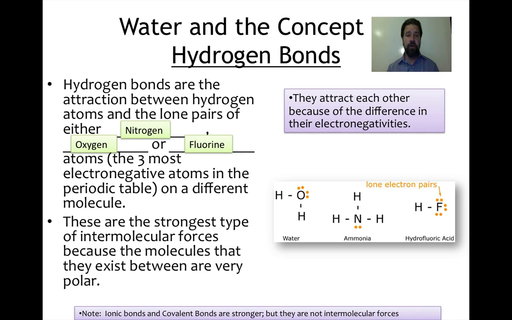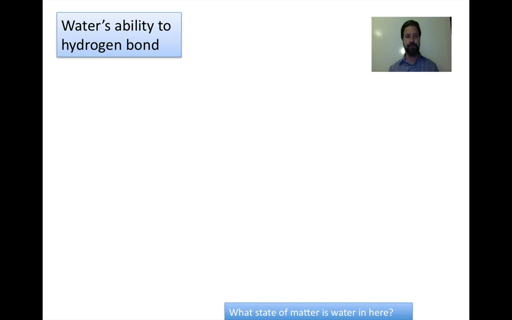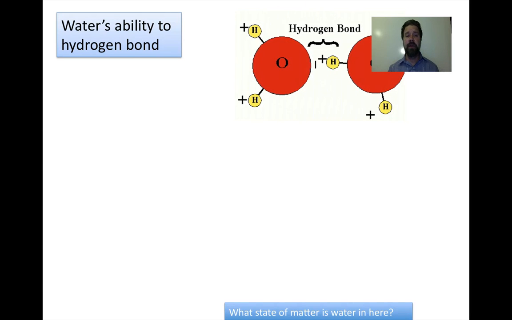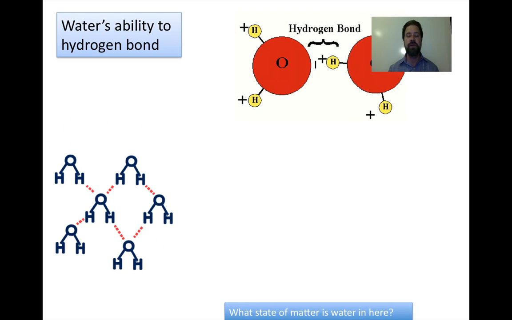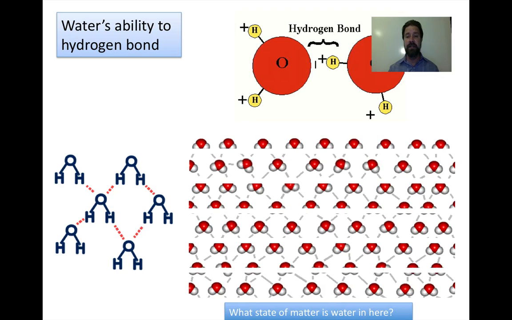Ionic bonds and covalent bonds are stronger in terms of relative strength, but again, those are intramolecular and not intermolecular forces. Okay, so water's ability to hydrogen bond is very important biologically because there's so many things within living organisms that have the chance to be attracted to water briefly and let go. So here's just a few different looks at hydrogen bonds in water.